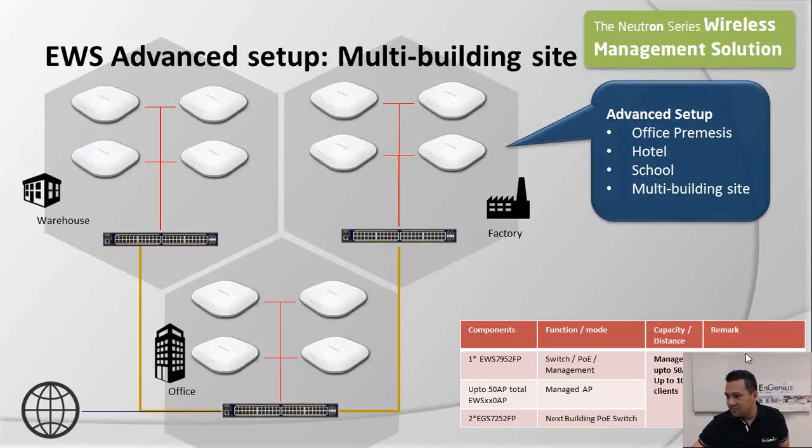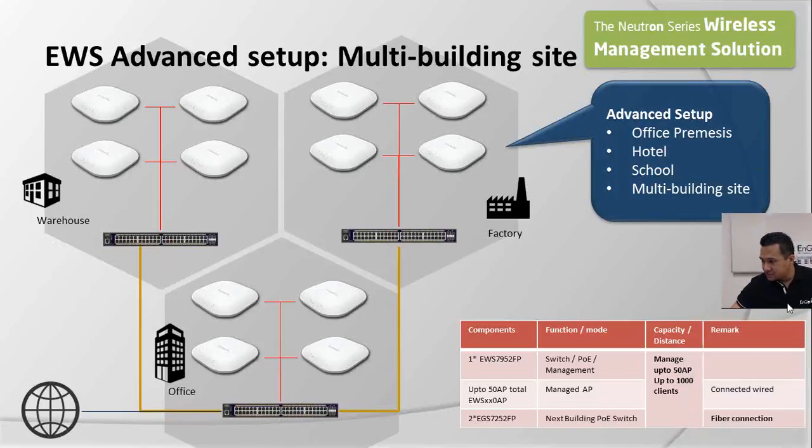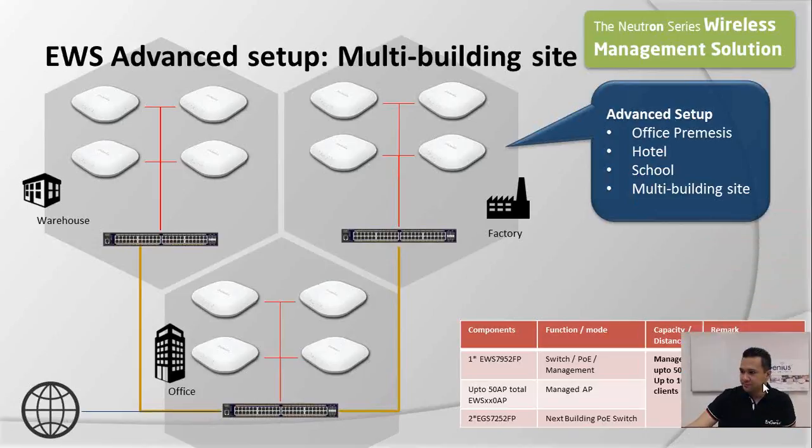Let me move my own picture here a little bit. So I have here 1 EWS switch, which can manage up to 50 access points, and in this case, maybe 2 EGS switches for the next building. In total, we can manage up to 50 access points. And if I talk about 20 clients per access point, we can do 20 times 50 and then we come to 1,000 users to cater from this system. Okay, let's put this back.